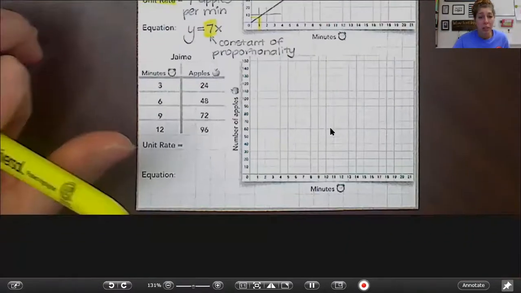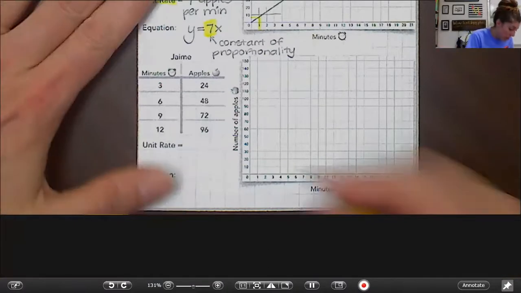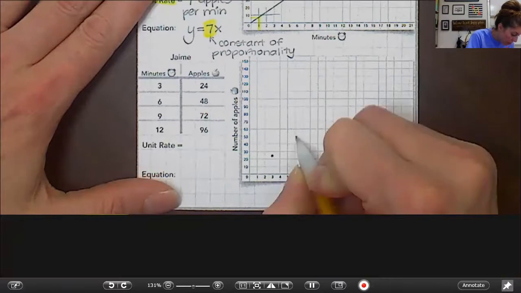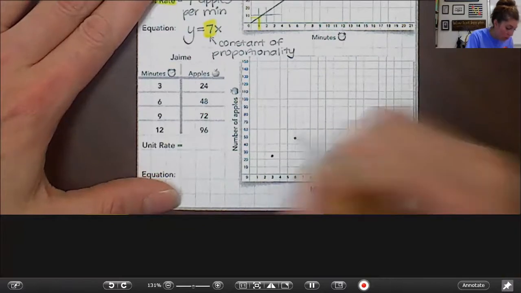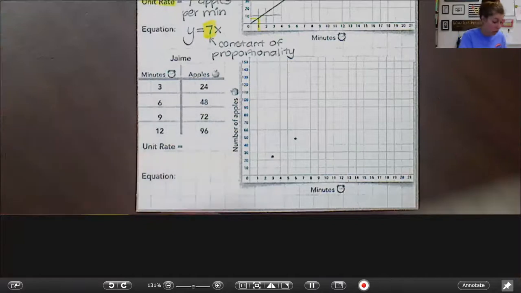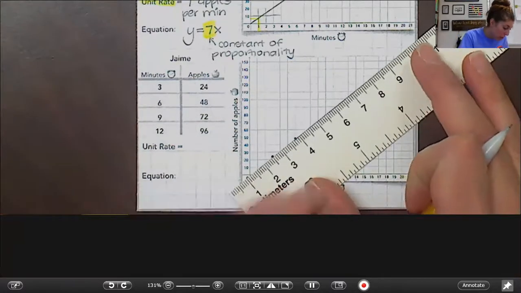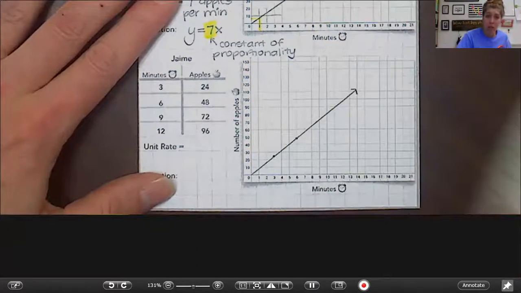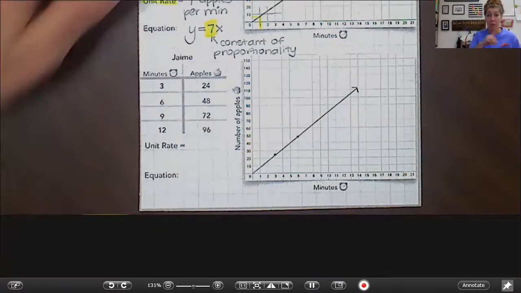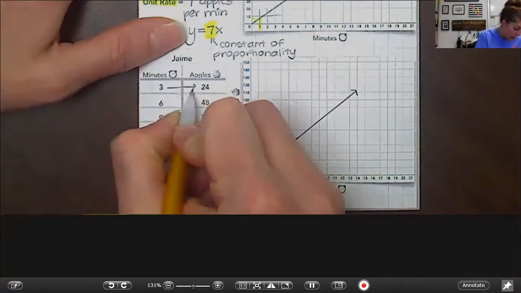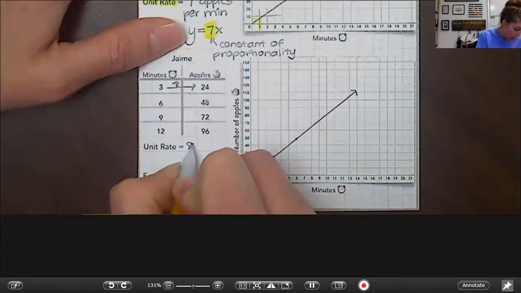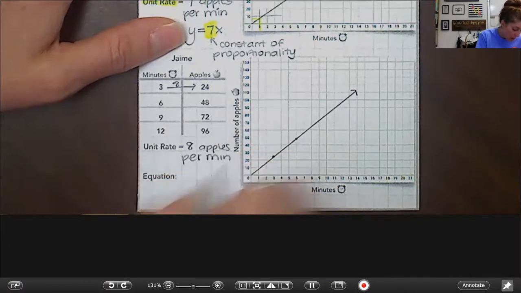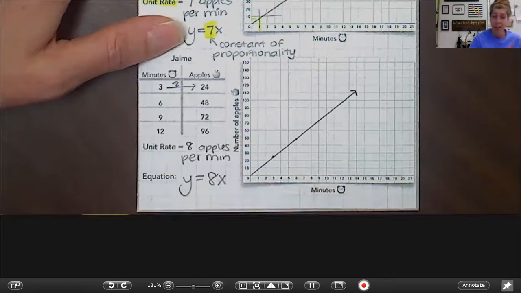We're gonna do the same thing again for Jamie. 324, 648. Now, for the sake of argument, I'm going to go ahead and just graph those 2 points. I would not do that for you. I would recommend doing all of them. Okay. All right, so I'm going to find my common multiplier to get my unit rate. So it's 8 apples per minute, or y equals 8x.